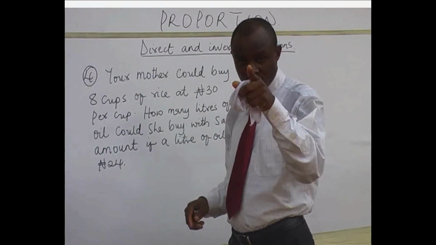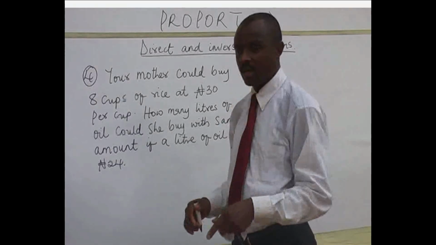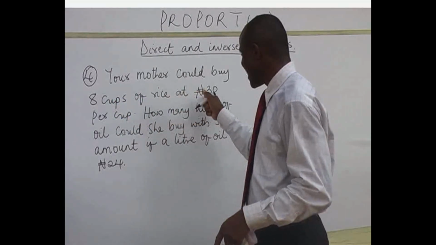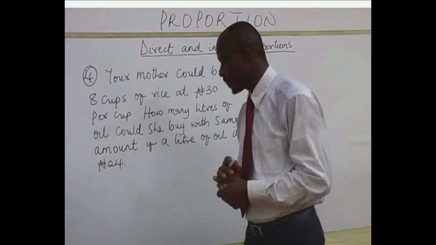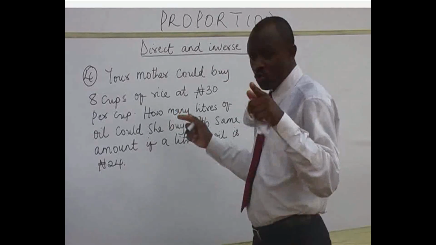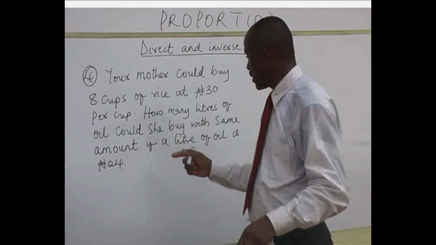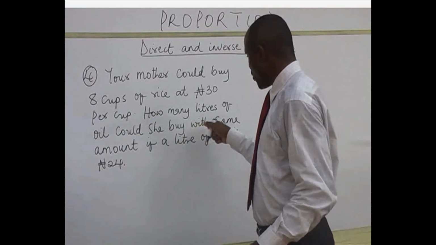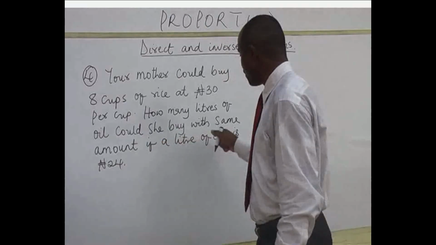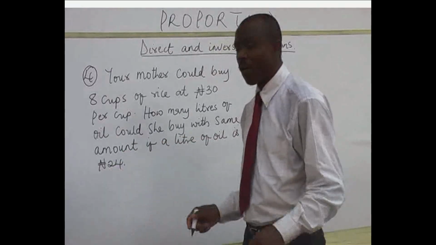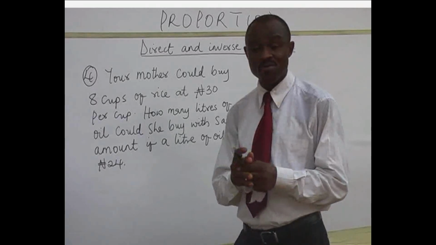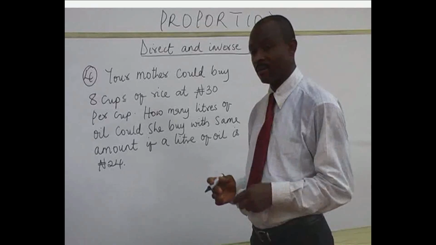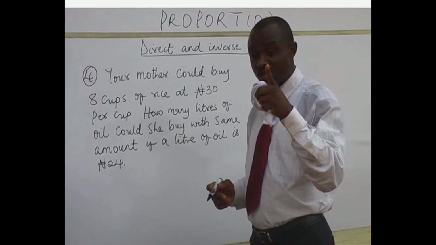This question says that your mother, yes, you, not me, your own mother, could buy 8 cups of rice at 30 naira per cup. The question is asking, how many liters of oil could she buy with the same amount if a liter of oil is 24 naira? Your mother is good at going to market to buy rice and oil. You must be a Yoruba girl or a Yoruba boy.